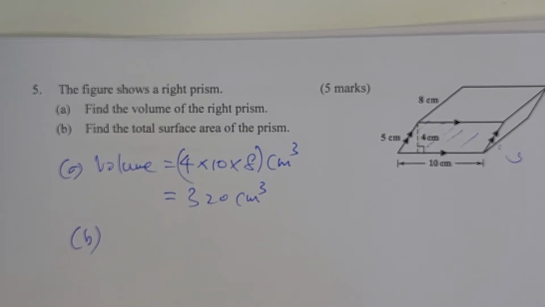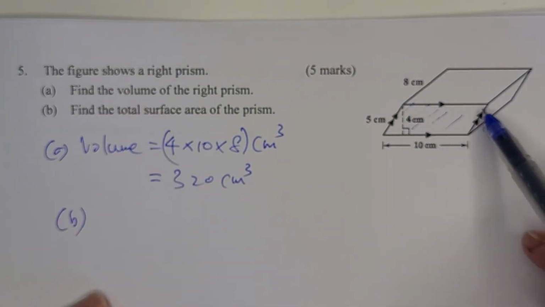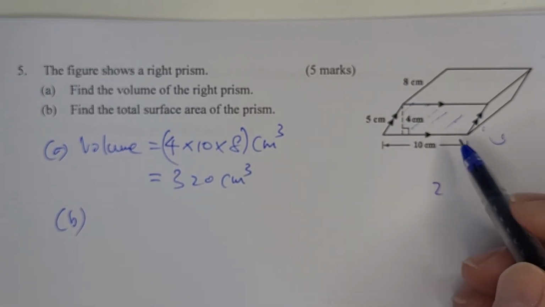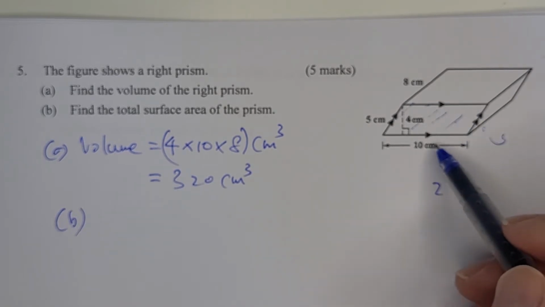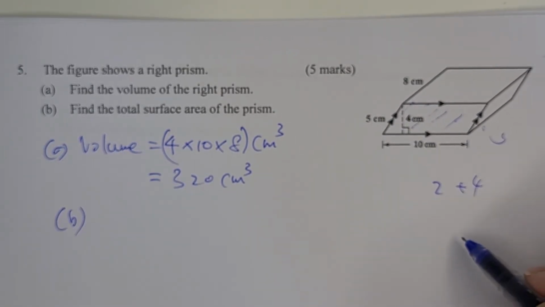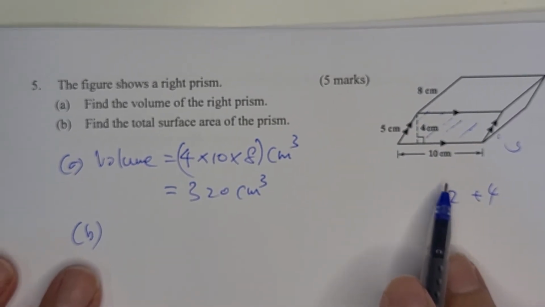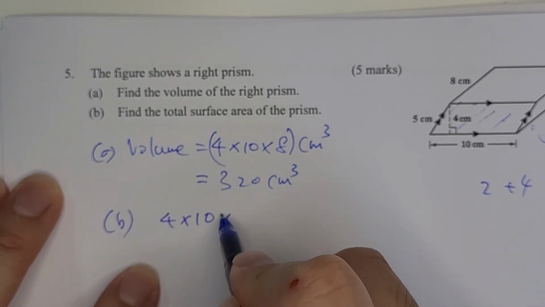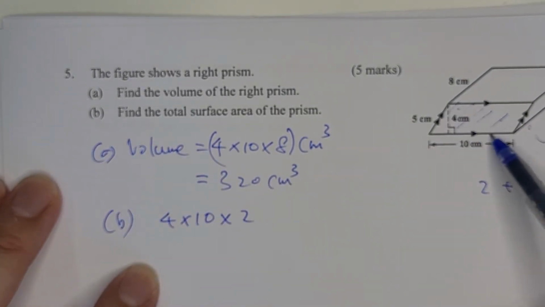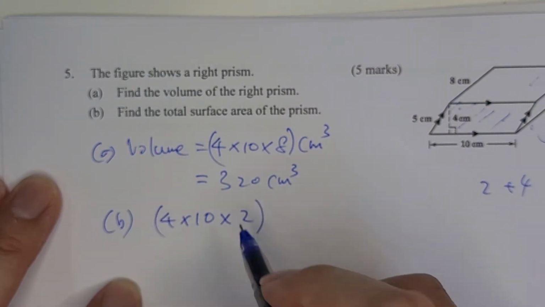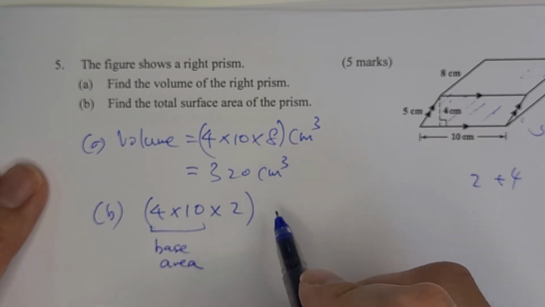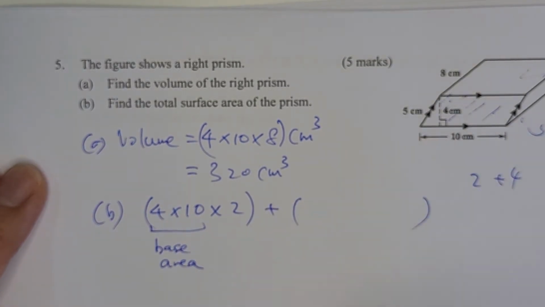You need to count how many faces there are. For the cross section, 1, 2. And for the lateral surface, 1, 2, 3, 4. Total is 6. To find the base area, it will be 4 times 10, times 2, because you have two bases, the one in front of you and the one behind you. Plus, how about the lateral surface area?